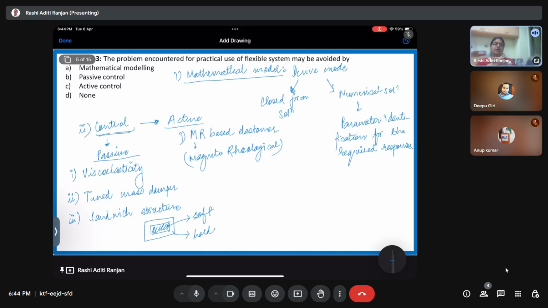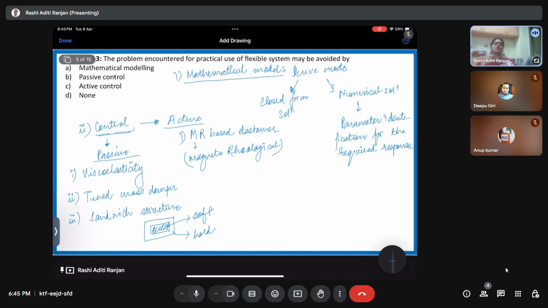Sorry, across that material, those particles are going to align in the direction of the magnetic field. Because of that alignment, what is going to happen? Its shape can change, its size can change, its properties like shear modulus and viscoelastic property can change, right? So what advantage do I have? Once I apply my MR elastomer, I can change the magnetic field and the property of my material is itself going to change.